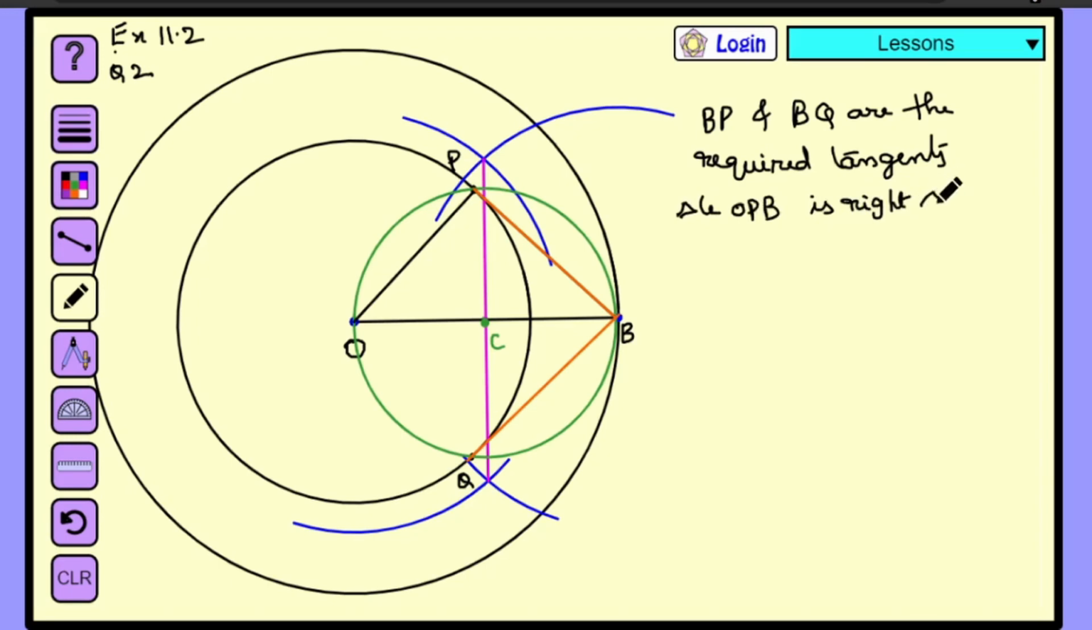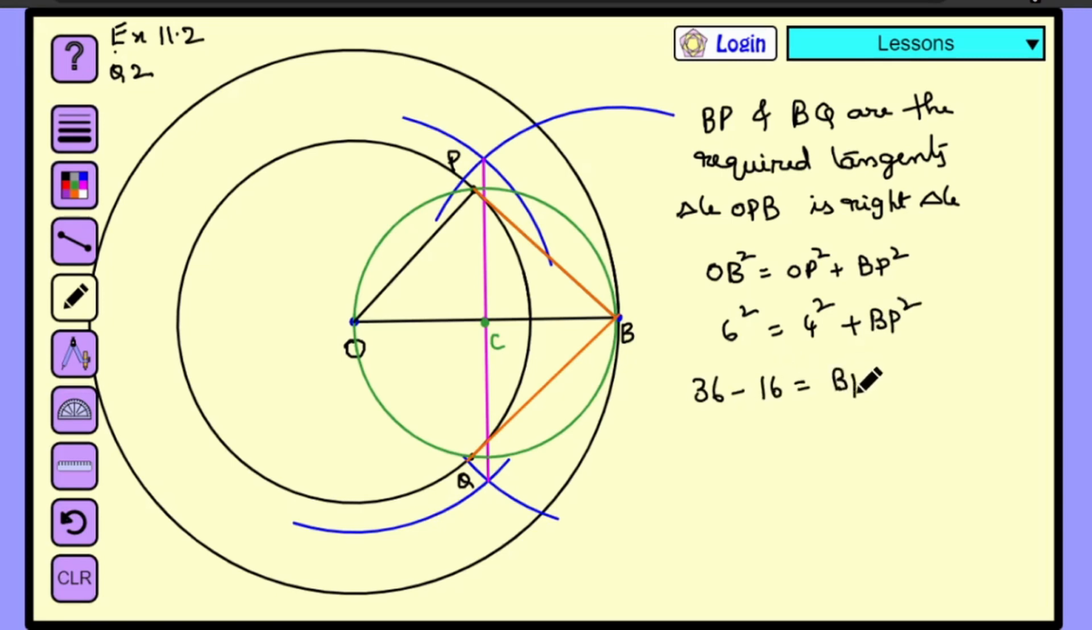In a right triangle, we can apply the Pythagorean theorem, that is OB square equals OP square plus BP square. OB is the radius of the outer circle, that is 6 square, equals OP, the radius of the inner circle, that is 4 square, plus BP square. That is 36 minus 16 equals BP square. So BP equals square root of 20, which is nothing but 2 root 5. If you measure this, you will get around 4.47. The same value you will get from the measurement also.